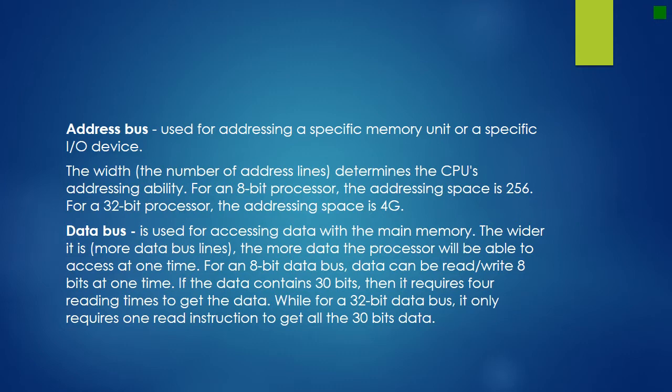With regards to the data bus, this is used for accessing data in the main memory. The wider it is, or the more data lines it has, the more data the processor will be able to access at one time. For an 8-bit data bus, data can be read or written 8 bits at one clock cycle. So if the data contains 32 bits, then it requires 4 reads to get the data, while for a 32-bit data bus, it only requires 1 read instruction to get all the 32 bits of data.